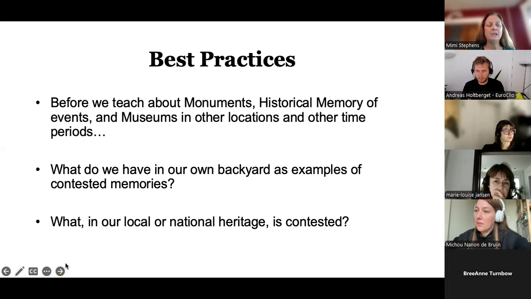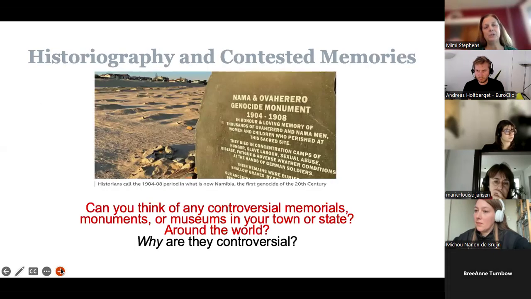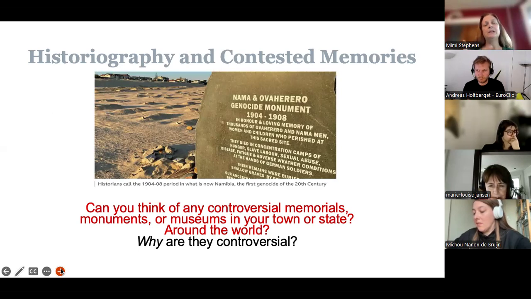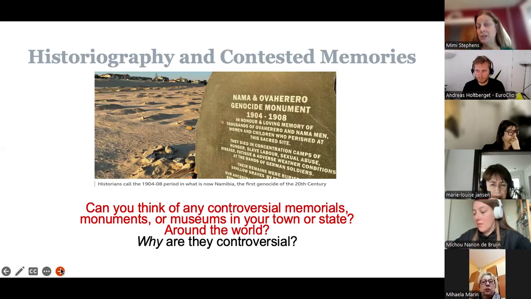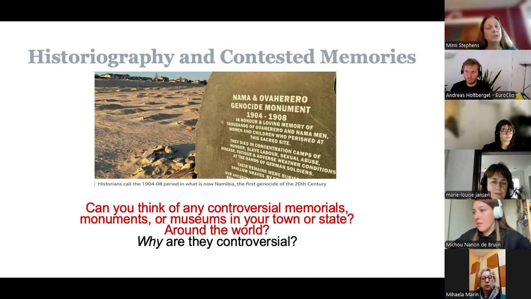Before we look at other monuments or memorials around the world, I always ask teachers and students to think about what kinds of controversial or contested memorials, monuments, or museums exist in your own town, in your own country. And if they can't think of any, I say, okay, we open it up to the world. This is usually done in the context of our genocide unit, and we have a whole section in our genocide unit that looks at memorials and monuments to genocide around the world. And again, before students can do that, I want them to look at home.